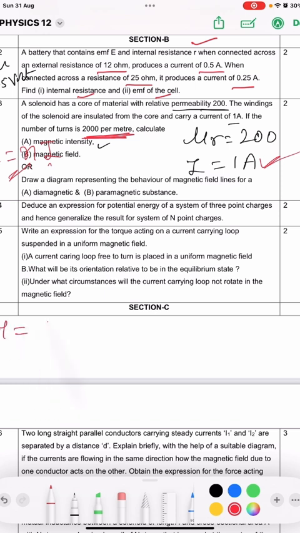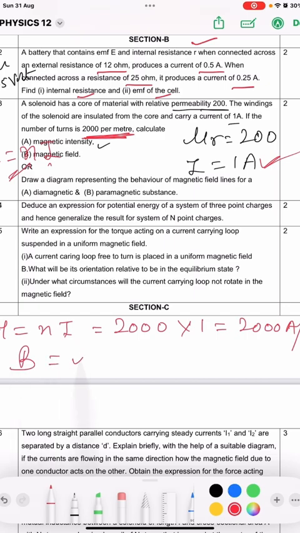Your magnetic intensity will come, which is N into I. And N has been given. Number of turns per meter per unit length. Number of turns per unit length is 2000. And then I has been given as 1. So it is 2000 ampere per meter. And then you have to find out the magnetic field in second part.